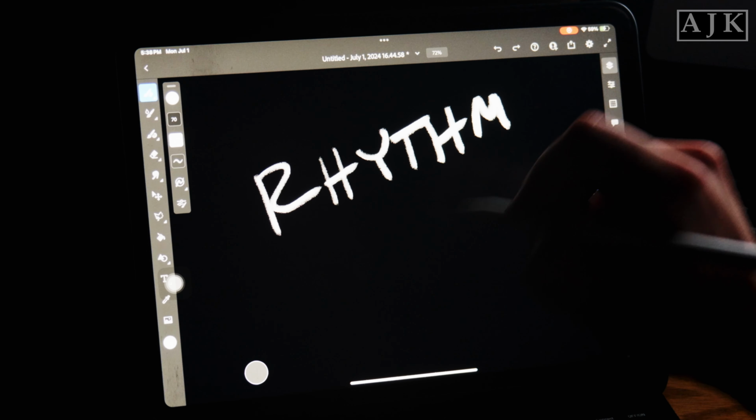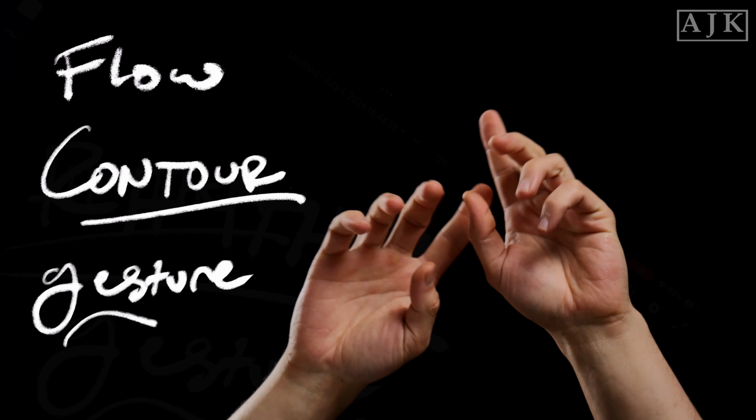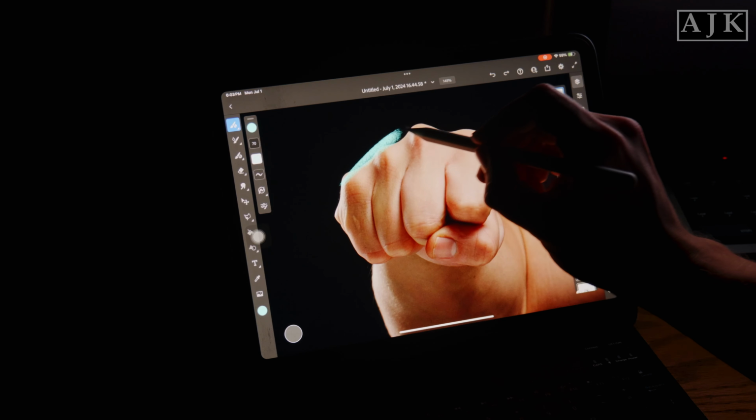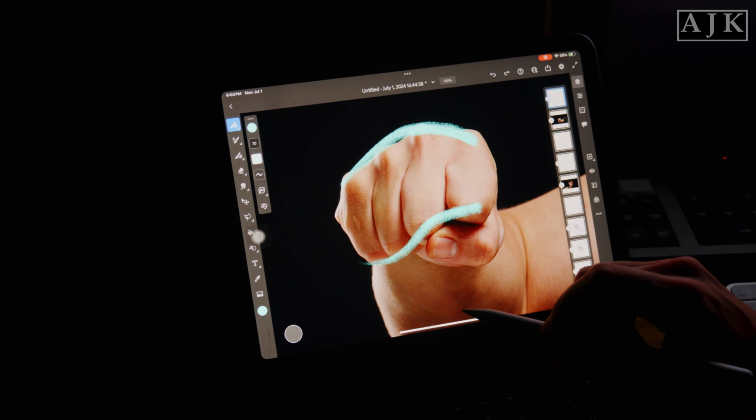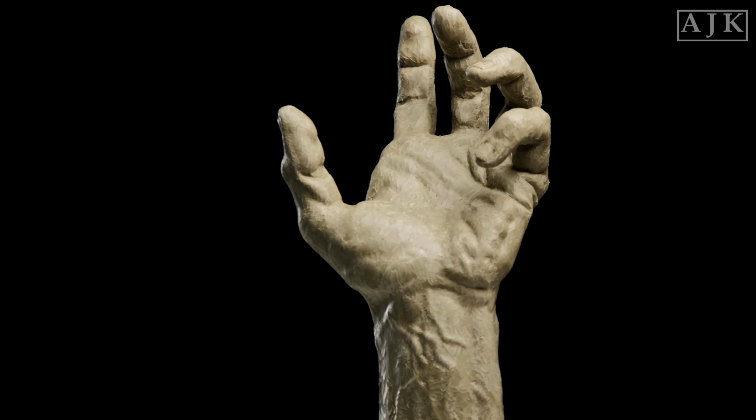Let's start by understanding the term rhythm. These are graceful flows or contours or gesture lines that connect parts of the hand, whether it's the gentle curve of a relaxed hand or the dynamic tension in a clenched fist. Understanding the gesture adds depth and mastery to your art.